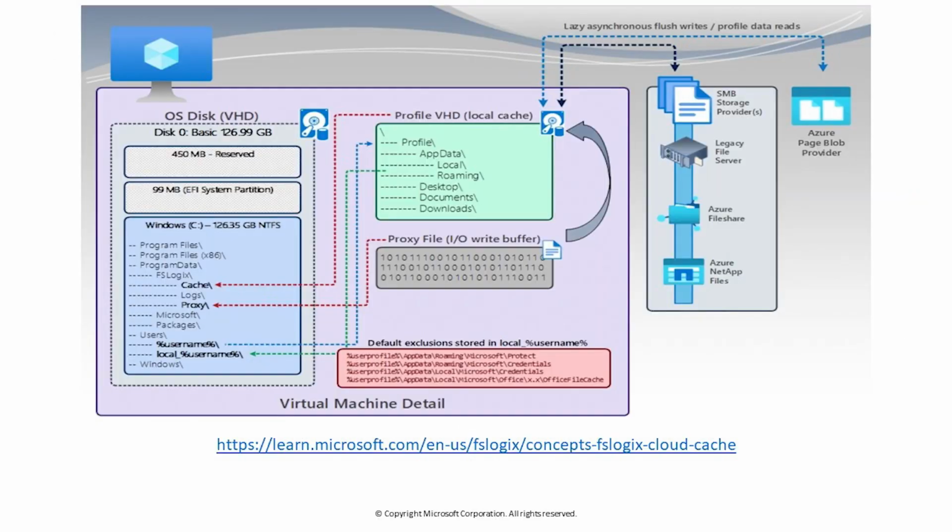So what exactly is cloud cache? Cloud cache is a feature which works with the profile. Why? Because it provides resiliency and high availability. It uses a locally mounted container to provide you periodic updates to the remote storage providers.